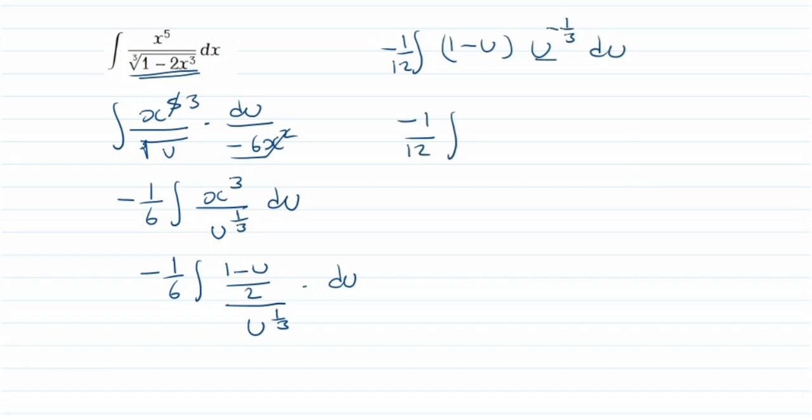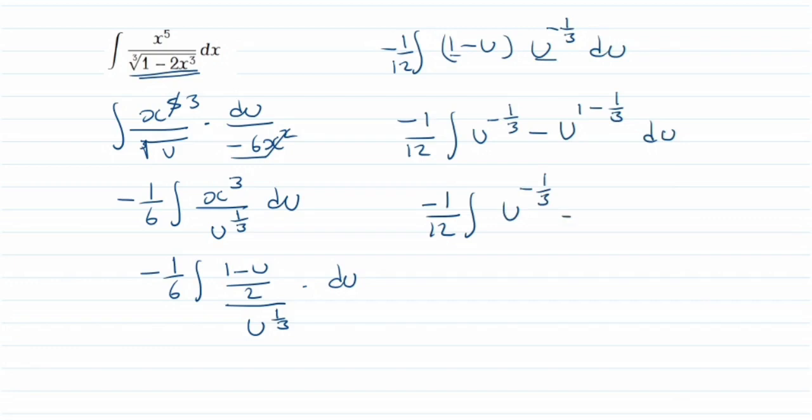Since it was in the denominator, now it's up in the numerator, it will carry a negative power. So u to the power negative 1 over 3 multiplied by 1, we're going to get u to the power negative 1 over 3. Then u to the power negative 1 over 3 times negative u, since the base is the same, we're going to add the powers, so we'll have 1 minus 1 over 3 du. With this one, we'll have negative 1 over 12, then u to the power negative 1 over 3 minus u. When you subtract here, you're going to get 2 over 3 du.